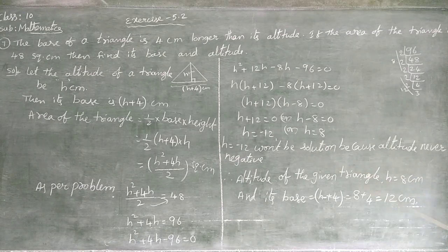H equal to minus 12 won't be a solution because altitude is never negative. The height of the triangle is never negative. That's why h equal to 8 is the correct solution. H means the altitude of the given triangle. H is equal to 8 centimeters and its base is h plus 4. H is 8, 8 plus 4 that is equal to 12 centimeters.